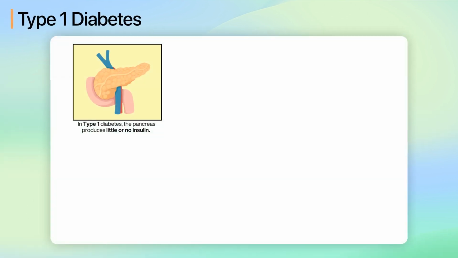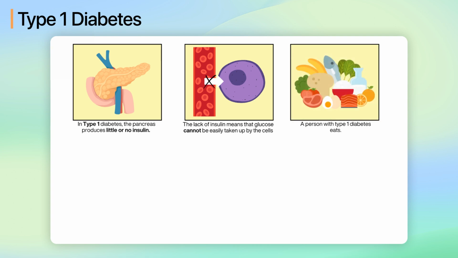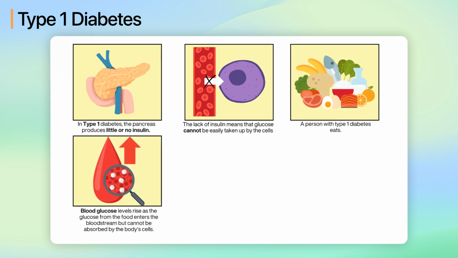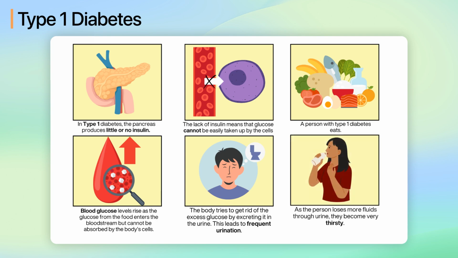In type 1 diabetes, the pancreas produces little or no insulin. This lack of insulin means that glucose cannot be easily taken up by the cells, causing it to build up in the blood. Here's how it works. When a person with type 1 diabetes eats, the glucose from the food enters the bloodstream, but cannot be absorbed by the body's cells because there is little to no insulin. This results in high levels of glucose in the blood, which is dangerous. The body tries to get rid of the excess glucose by excreting it in the urine. This leads to frequent urination, and as the person loses more fluids through urine, they become very thirsty.